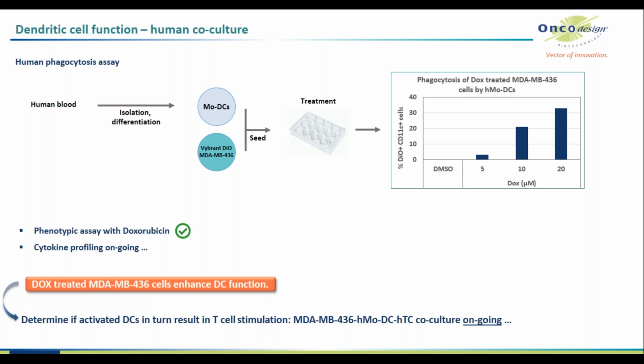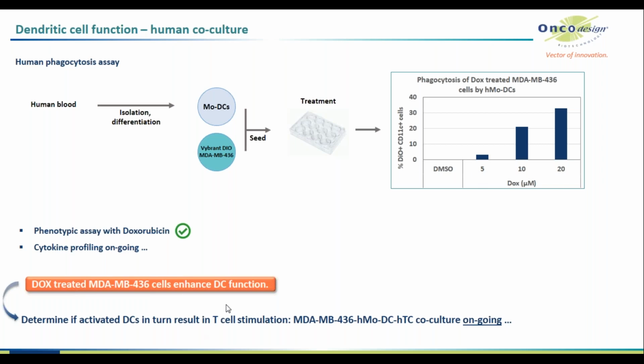The human phagocytosis assay, where from human blood we isolate monocytes, let them differentiate into dendritic cells, and then put them in co-culture with MDAMB 436 cells that are labeled with DiU. We seed them and treat them just like we do for the mouse co-cultures, as you've seen before. And then we look at double positive cells. We see that the doxorubicin treatment of MDAMB 436 cells results in the activation of DCs, as you can see here: with increasing concentration, we see an increase in double positive cells.